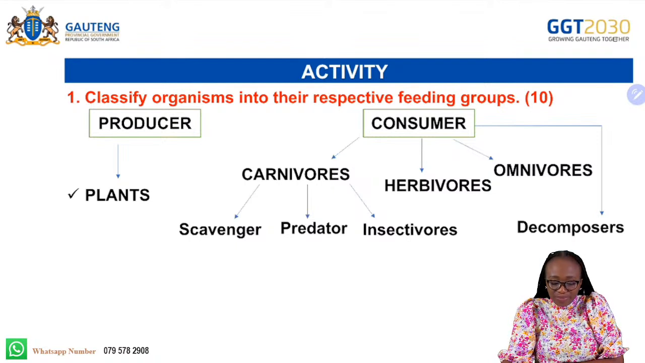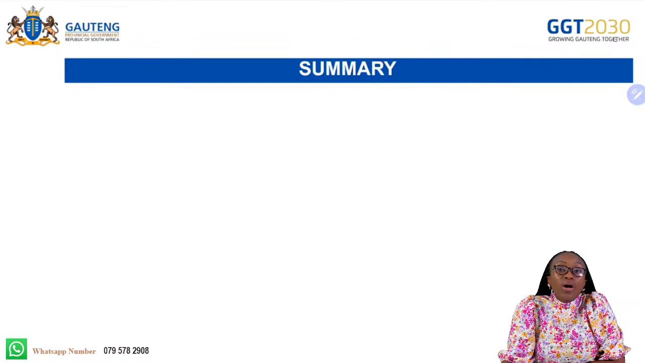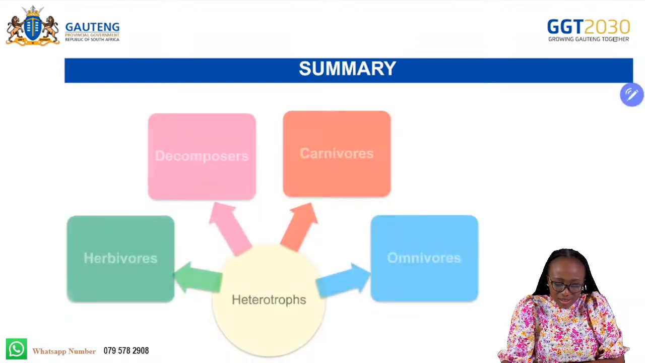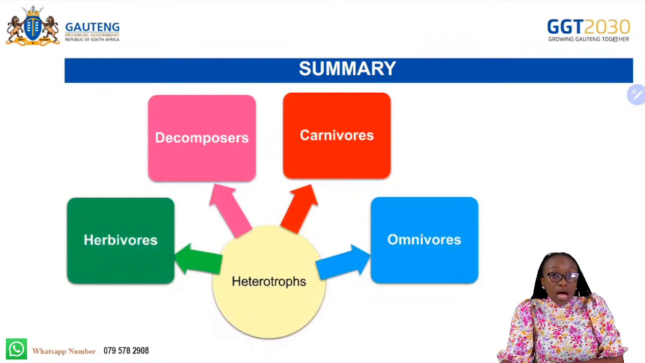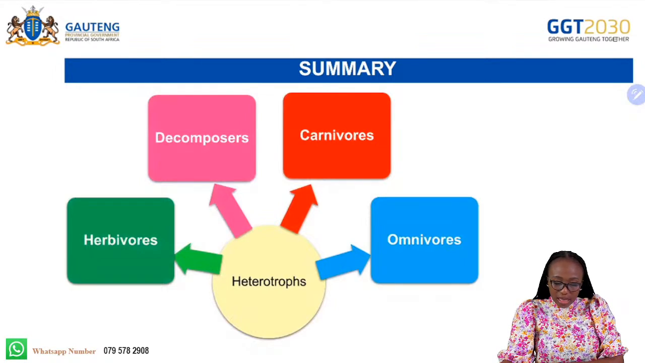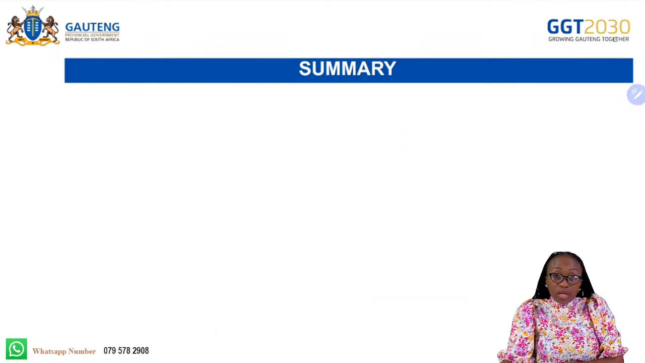All right. Now, what did we learn today? Let's wrap up our lesson. So we learned that there are different kinds of feeding relationships that exist amongst living things. Under the consumers, which we call heterotrophs, we've got herbivores, decomposers, carnivores, and omnivores. And then we also have producers, which produce their own food.